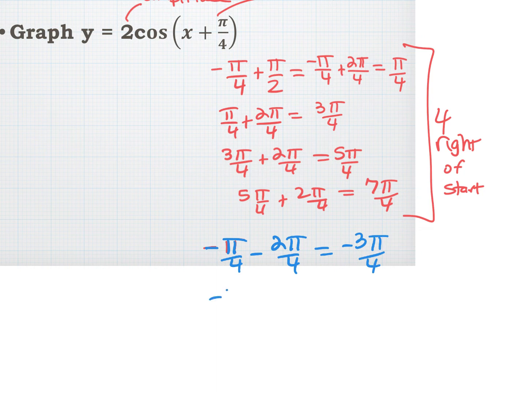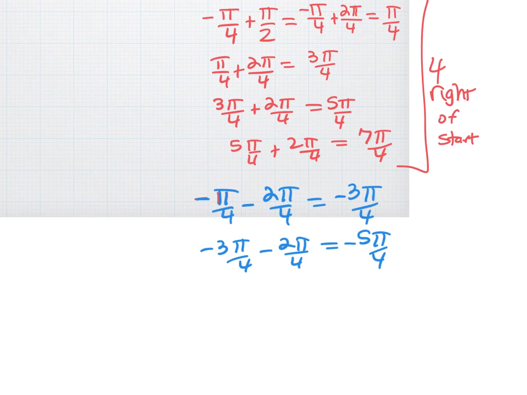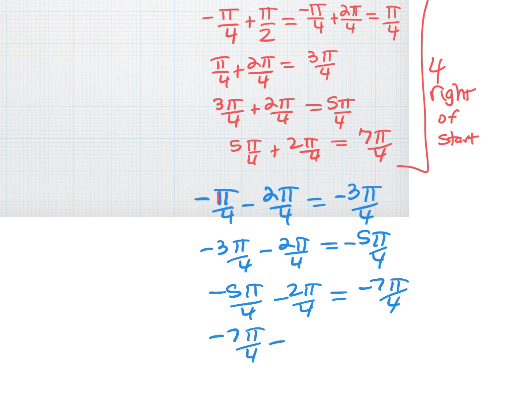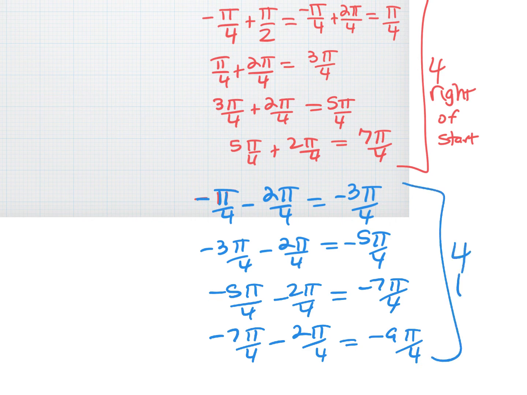This is actually going to be symmetrical, just like we did with the shifts up and down. But again, it's only when it's the 45 here. So again, let me do this. Negative 5 pi over 4. Take that answer. Again, subtract the 90 degrees or the pi over 2. And then lastly, 7 pi over 4 minus 2 pi over 4, negative 9 pi over 4. I now have 4 points to the left of the starting point.